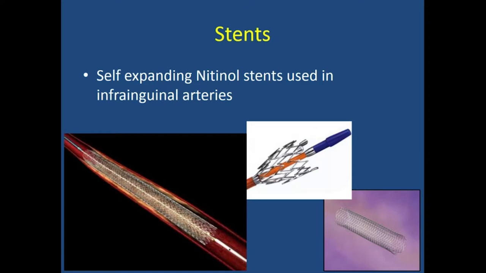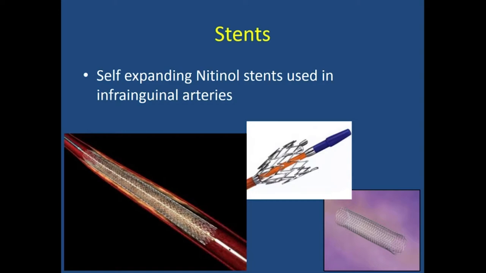So I told you there's a couple of different kinds of stents. The stents that are most commonly used in the infrainguinal arteries are self-expanding stents because they're more flexible, and these arteries are exposed to lots of flexion and torsion. And so this is just an example of a nitinol nickel titanium alloy flexible stent that would be used in a lower extremity artery.